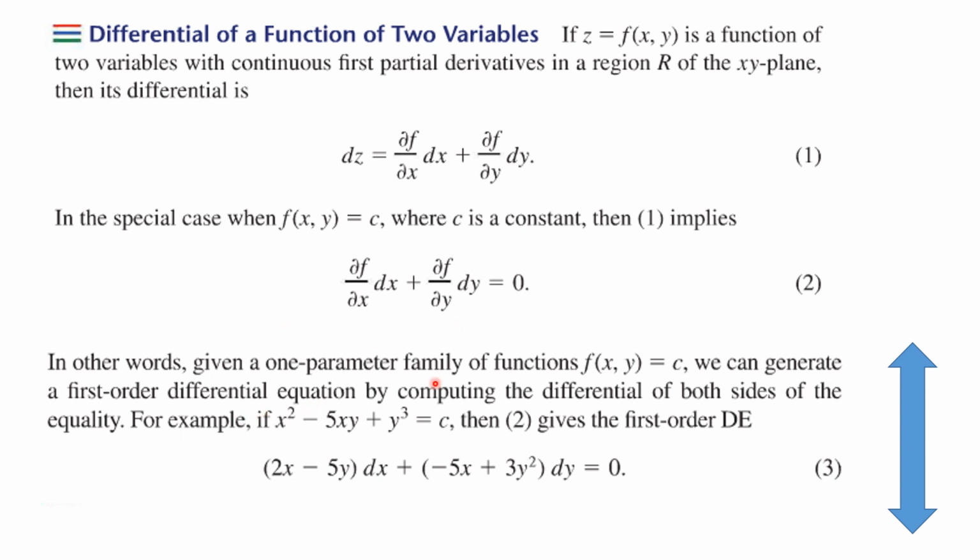So in other words, given a one-parameter family of functions, f of x y equals c, we can generate a differential equation by computing the differential of both sides. For example, if we have this, then the partial with respect to x is this, and the partial with respect to y is this, and the other side is going to be 0. It also sometimes works the other way. This is what exact equations are. Sometimes this ends up being an exact differential, and we can reverse this process.